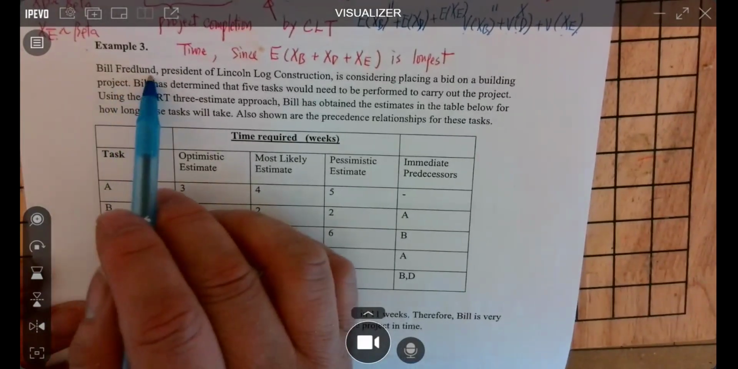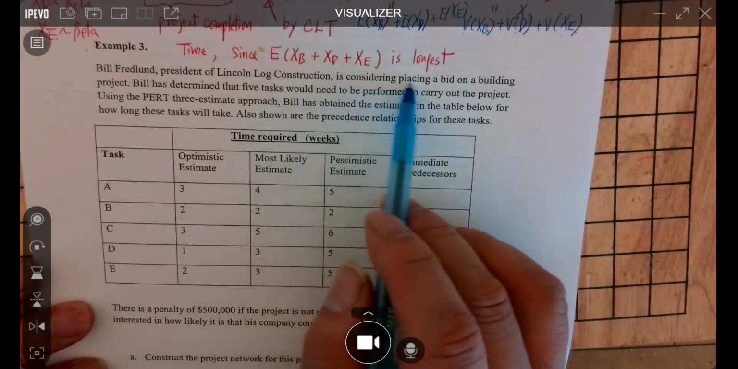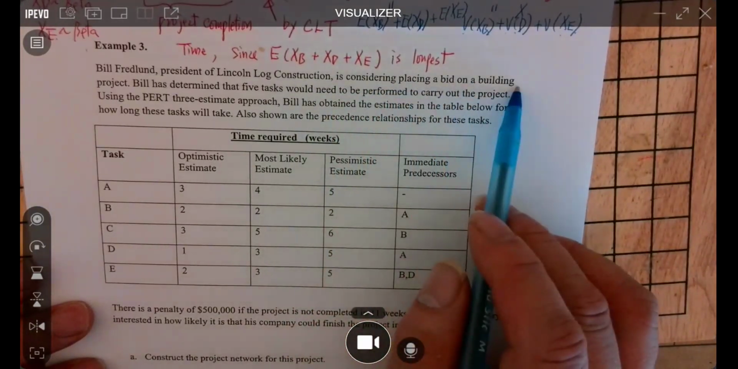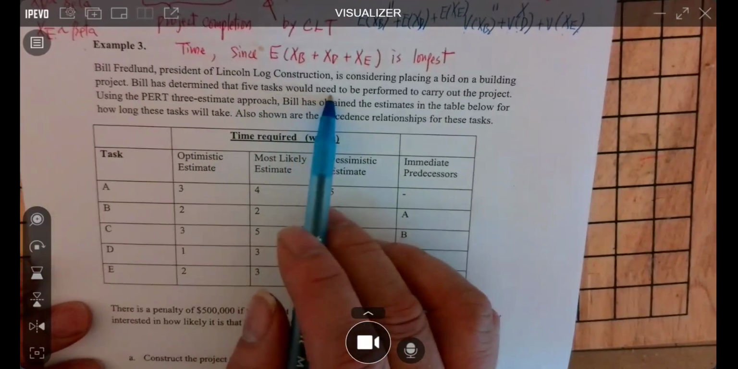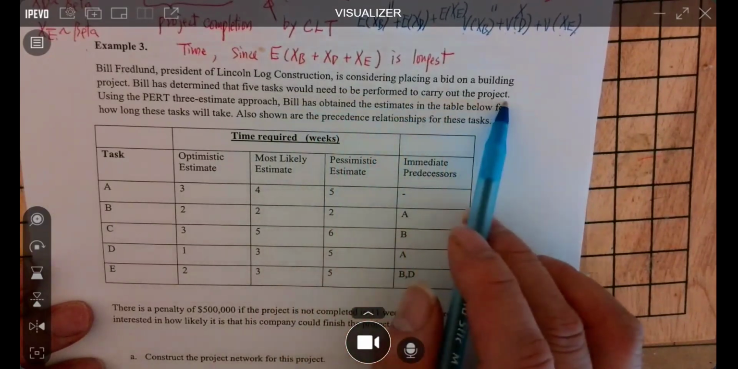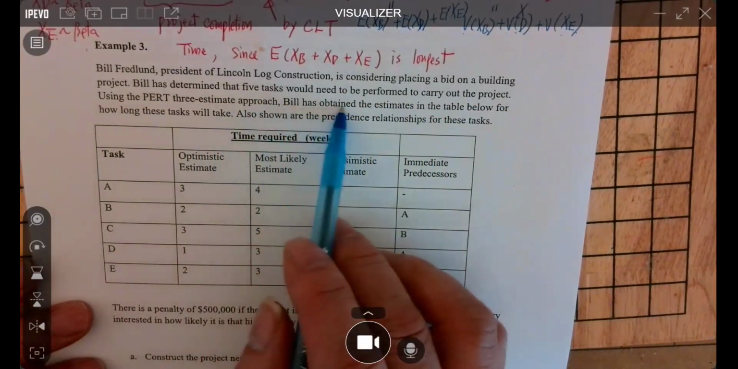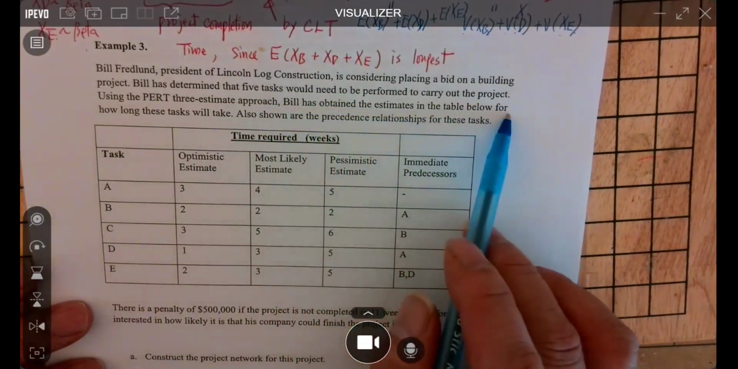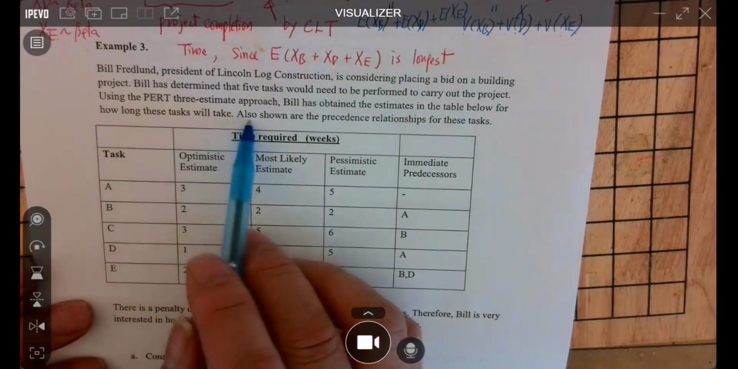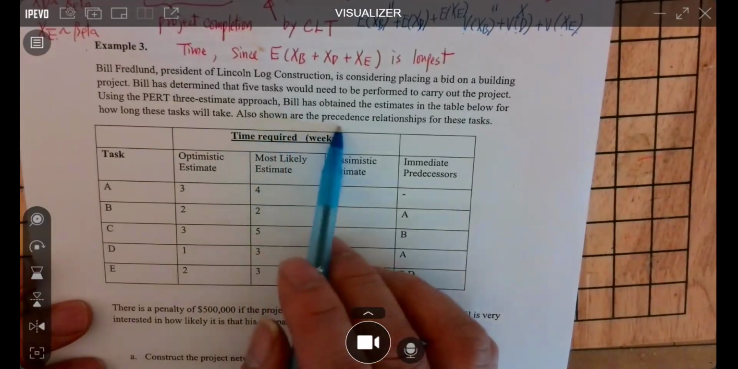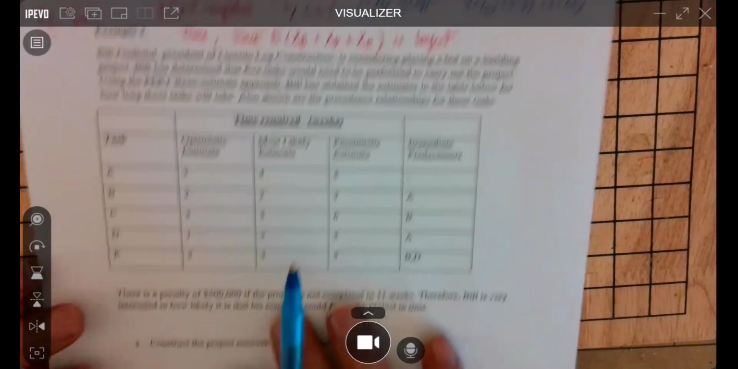Beer Franklin, President of Lincoln Log Construction, is considering placing a bid on a building project. Beer has determined that 5 tasks would need to be performed to carry out the project using the PERT three-estimate approach. Beer has obtained the estimates in the table below for how long the tasks will take, also shown as a precedence relationship for these tasks. Okay, so this is a one.